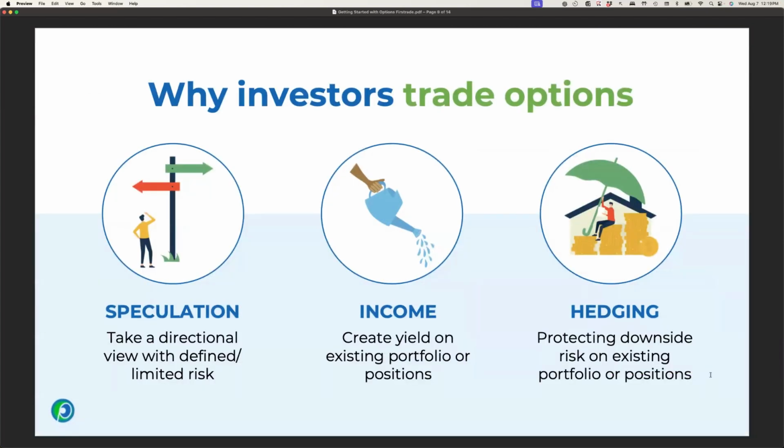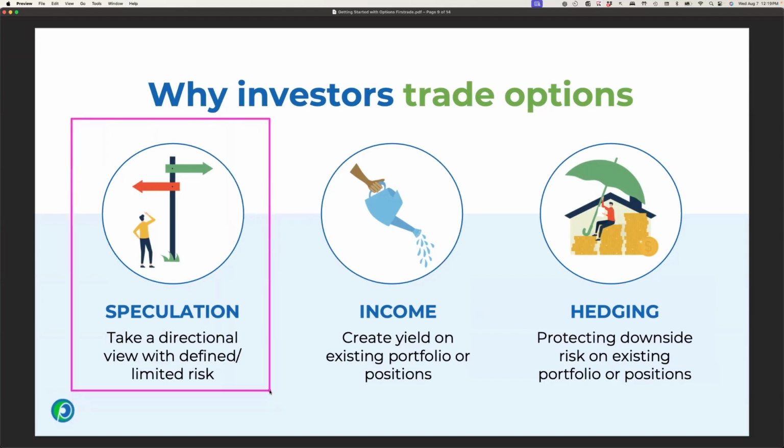So why do traders use options in their portfolio? Generally speaking, there are three reasons that you might want to consider utilizing options in your portfolio. First and foremost, which is probably the most obvious one, is speculation. You basically have a directional view on the underlying stock or underlying market, and you want to express that view utilizing options. It gives you a leveraged ability to express either bullish, bearish, or even neutral views on the overall markets.